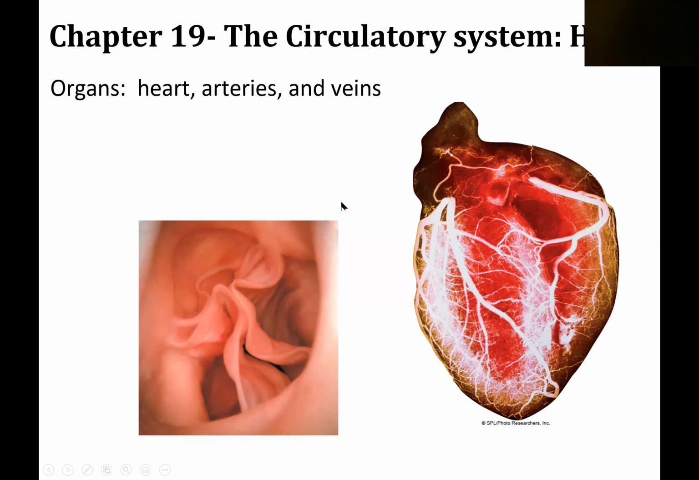So here we see pictures of the surface of the heart highlighting the blood vessels. And this is a photograph of a valve in the heart. It's closed.